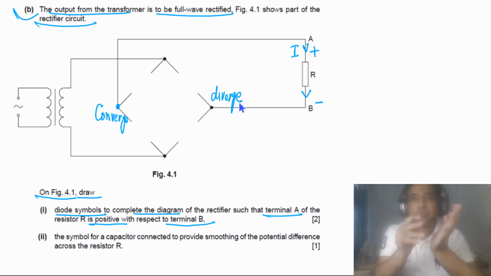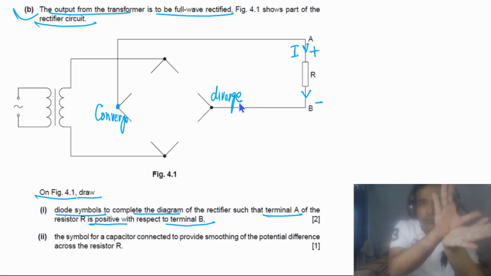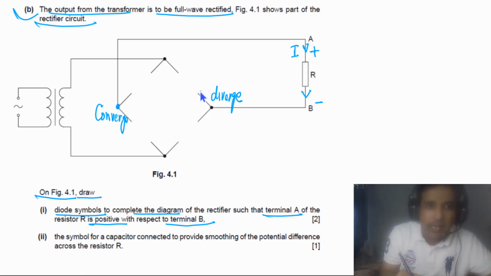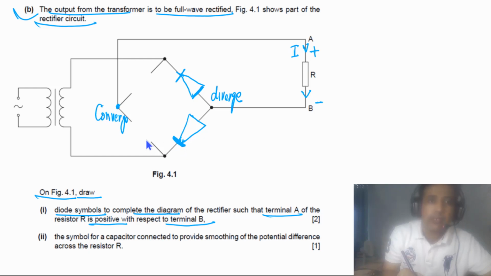Diverge simply means that the diodes have to be like this. Converge means they have to be like this at that point. So here they have to diverge, so simply we can draw the symbol of a diode here. This is the typical symbol we use for a diode, and here they have to diverge, and here they have to converge to this point. We can draw these diode symbols like this, and here again they have to converge to this point because this end is connected with the positive terminal of the resistor.